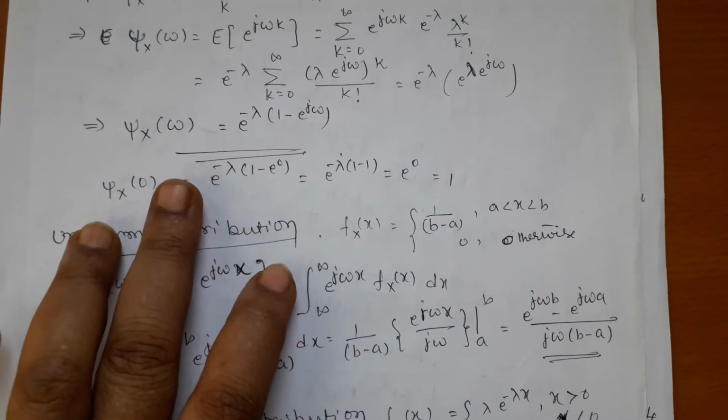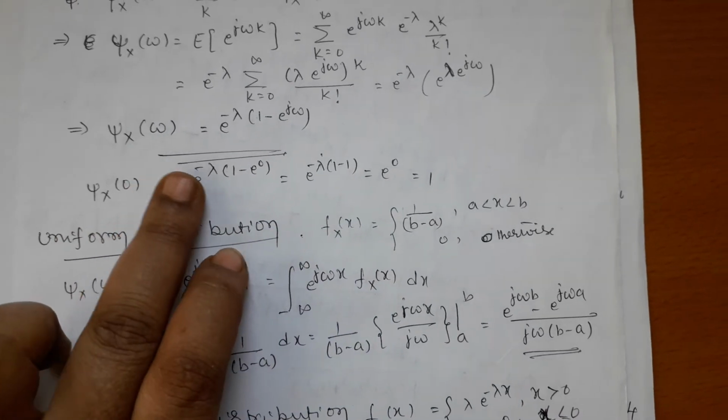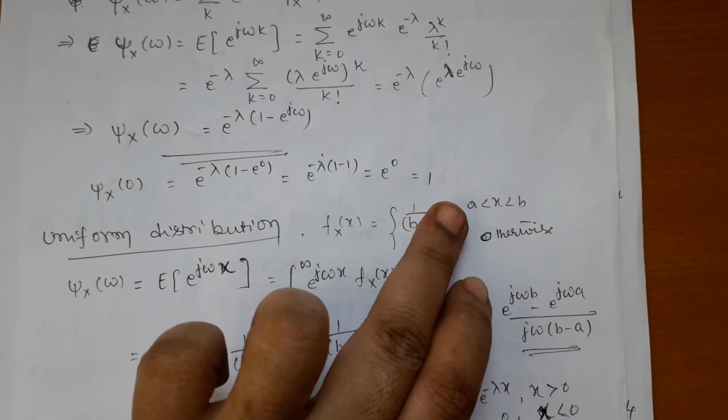Now this is nothing but the characteristic function for the Poisson. Now put omega equal to 0. After the simplification we get 1.